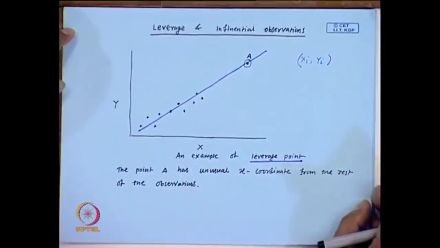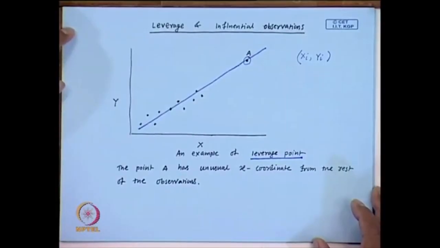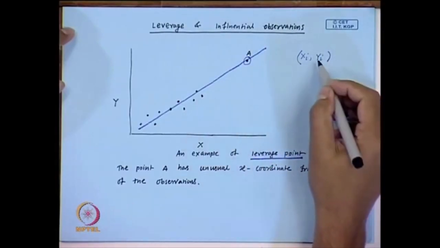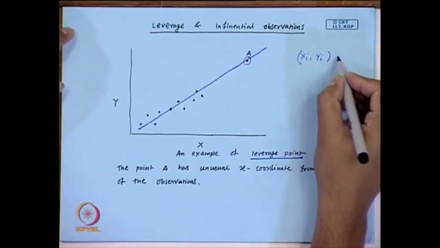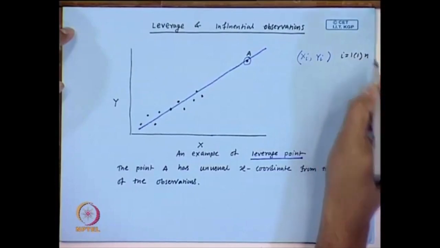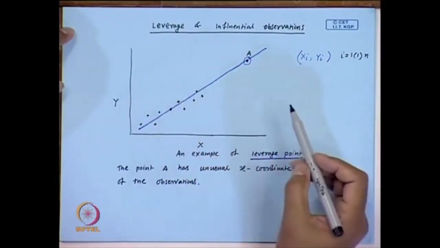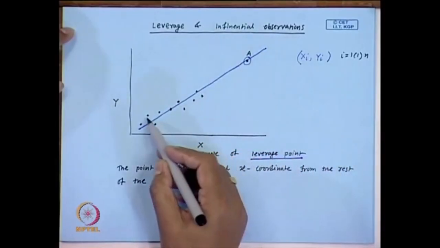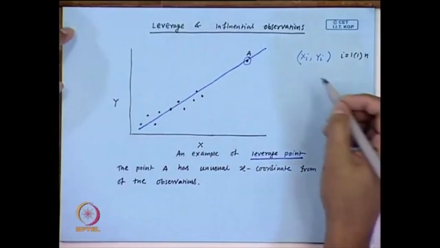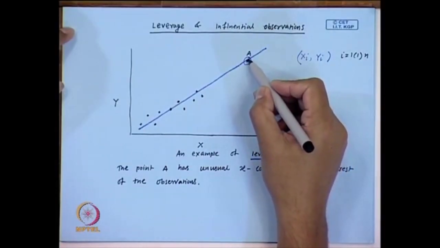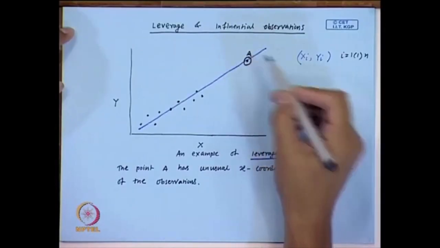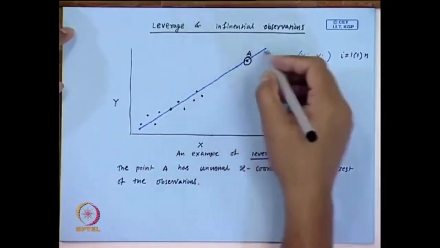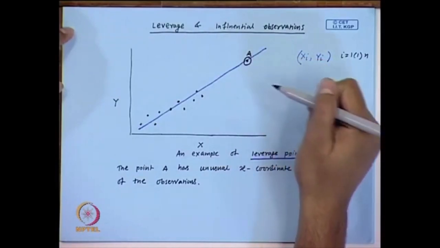Here is the definition for leverage point. You have several observations like xi, yi for i equal to 1 to n, and here is the scatter plot for the observations. And the points, so these are the points in the scatter plot, and as you can see the point A here has unusual x coordinate from the rest of the observations. So this point A is called leverage point.